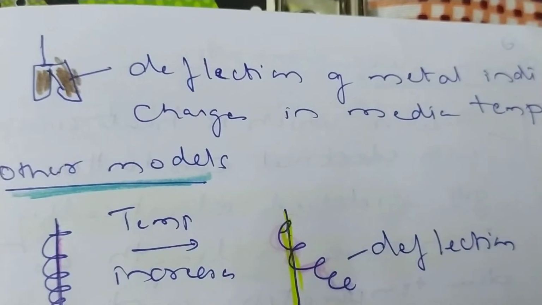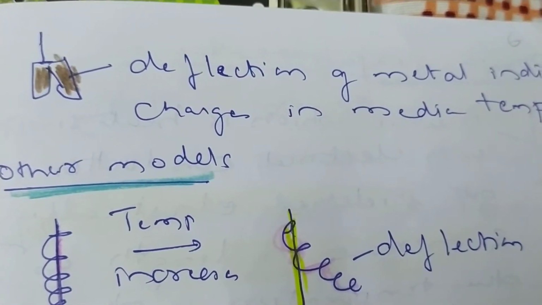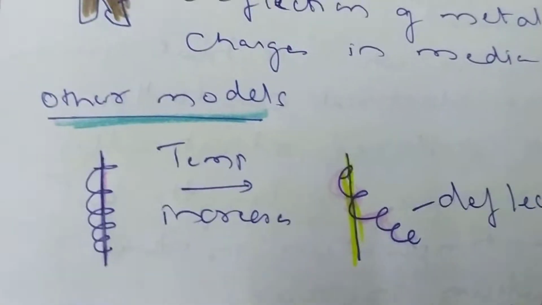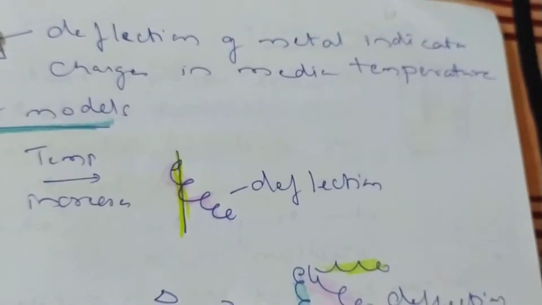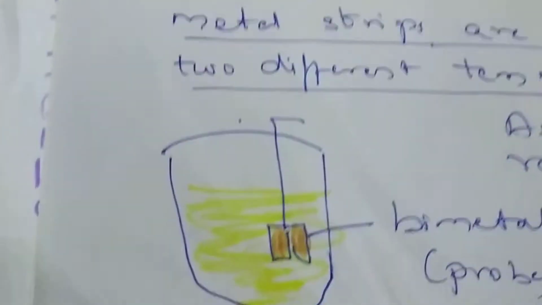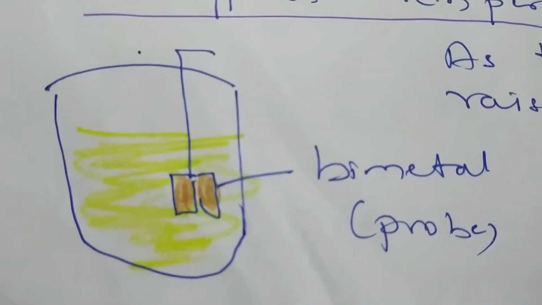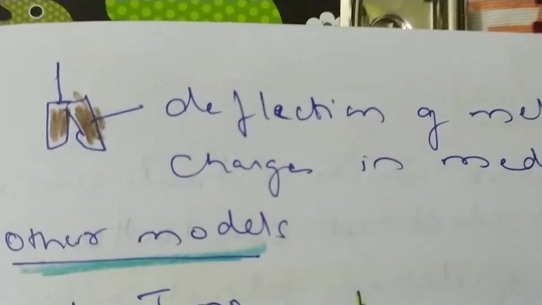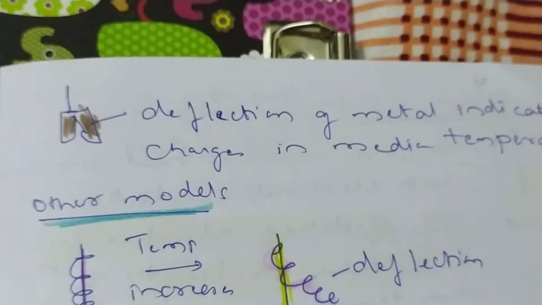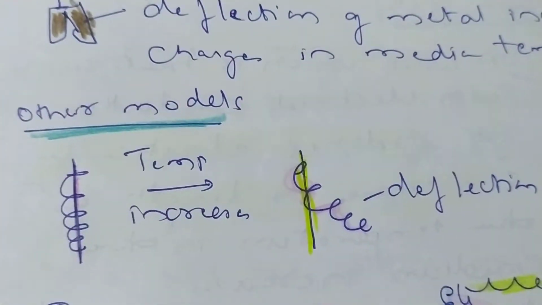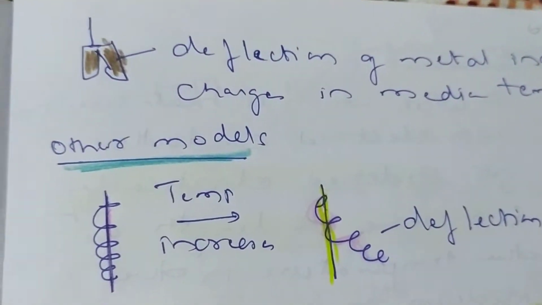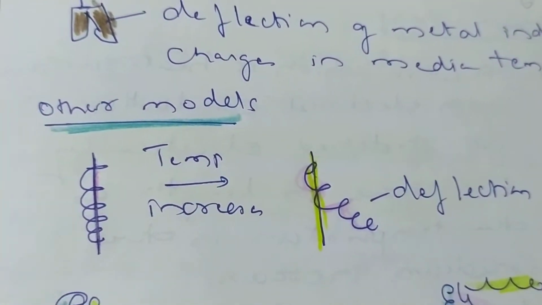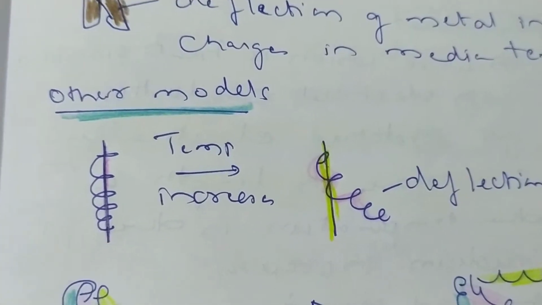So whatever the temperature has changed in the medium, automatically the bimetal is going to show some difference. I'll come back here. What do you see here? They are close by. And what do you see here? They are deflected. So metals will get deflected. The metals are usually made up of certain materials which are very sensitive to heat.